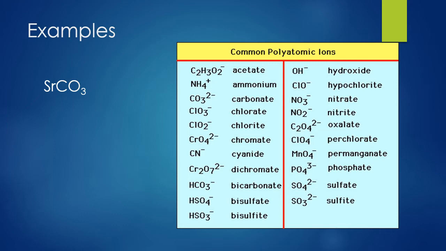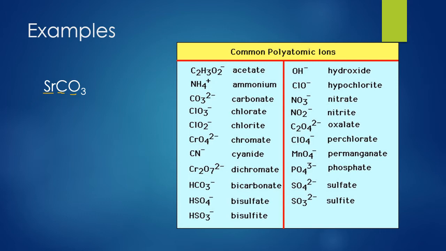So how do you know if a polyatomic ion is involved? Well, looking at this first example, I would know one's involved because there's more than 2 elements present. I have Sr, strontium, I have carbon, and I have oxygen. So I have 3 elements present. So that must mean there's a polyatomic involved somewhere.